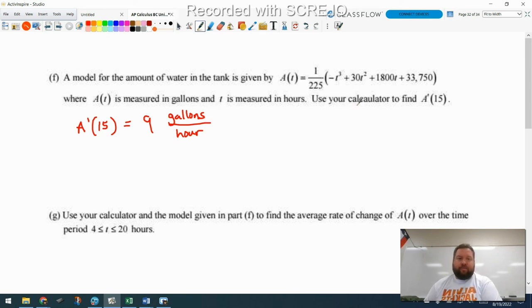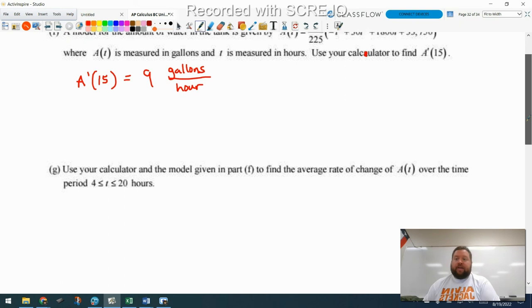Use your calculator. Oh, that's spelled wrong. Calculator. To find A prime of 15. And so that's all you would have to write on your paper. A prime of 15 equals that. You don't need to state what the derivative is, the function, because you're using your calculator. So don't do anything by hand that your calculator will do for you on a calculator question.